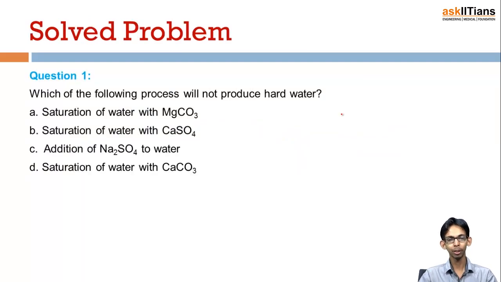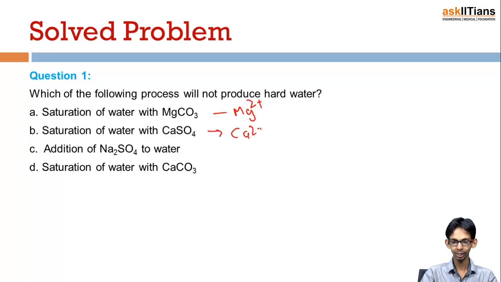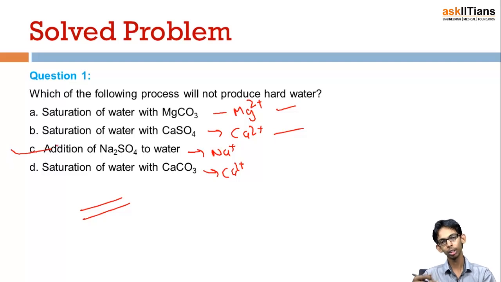Now there is a problem: which of the following will not produce hard water? With magnesium carbonate, we get Mg2 positive. With calcium we get calcium 2 positive. With sodium we'll get sodium positive, and here we'll get calcium positive. The hardness is because of dissolved salts of magnesium and calcium only, and not of sodium. So C is the correct option, that addition of sodium sulfate will not cause hardness in water.